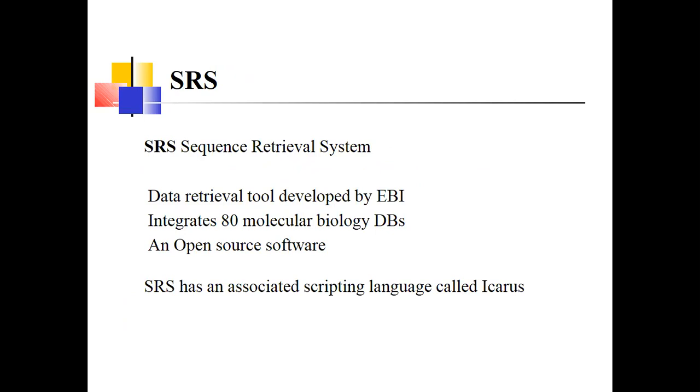Next is SRS, the sequence retrieval system. Different databases are connected with this system, and all the data present in those databases connected to SRS has a specific pipeline to get the data. It is a data retrieval tool developed by EBI that integrates 80 molecular biology databases. As we discussed, numerous databases are connected with this system. It is open source software that you can use to retrieve and access data and study different types of data. SRS has an associated scripting language called Icarus.